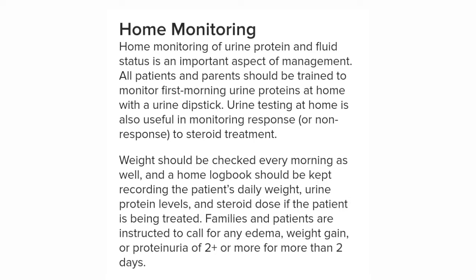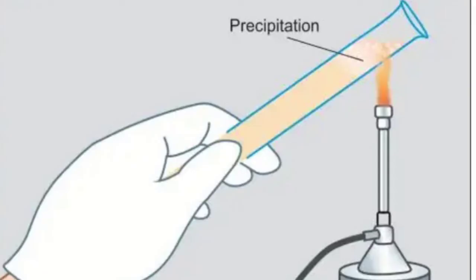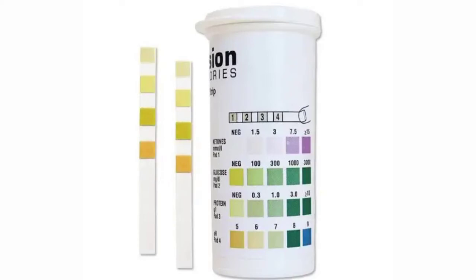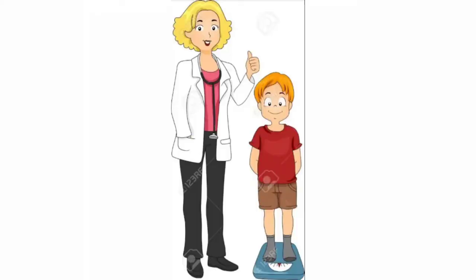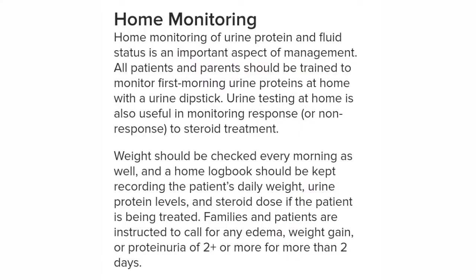Urine for protein at home can be monitored in two ways. One is a dipstick. You can teach the parents how to interpret the dipstick urine. Similarly, you can go for the urine boiling test. You can teach them how to boil the urine and how to interpret it. Then they can come to you if the urine dipstick protein is positive or the boiling protein method is positive. Weight should be checked every morning, and a home logbook should be kept recording the patient's daily weight, urine protein levels, and steroid dose if the patient is being treated.